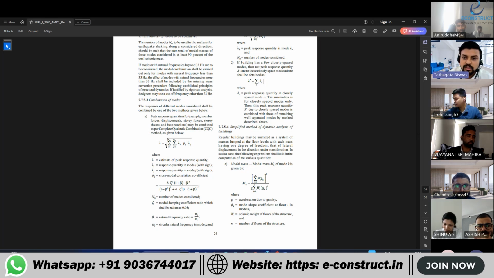Which will actually give you the effect of the coupling moments between these two modes, how the coupled behavior is happening, right? How these two modes can work together, okay, in order to explain the behavior of the structure. So that effect of this extra moment also will be taken over here under the modal case. If you make it CQC, it will give you that effect, in the modal case also, and in the response spectrum case also.